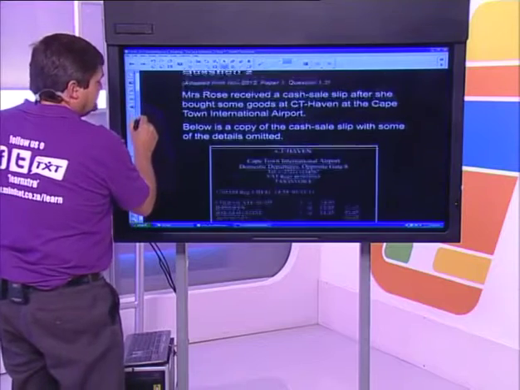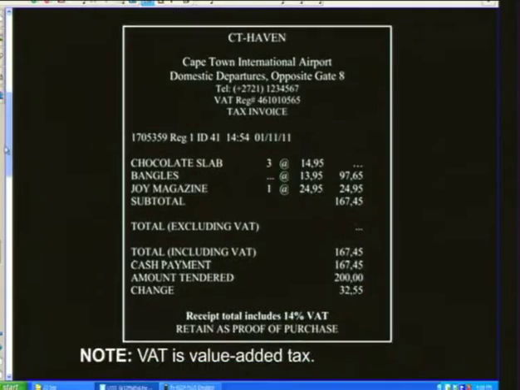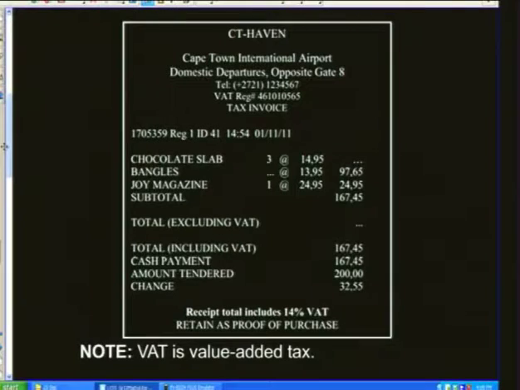Here we go. Now, Mrs. Rose received a cash sales slip after she bought some goods at CT Haven at the Cape Town International Airport. Below is a copy of the cash sales slip with some of the details omitted. What does omitted mean, people? It means some of the details have been removed from the cash slip. So let's have a look at it there. There's the cash slip, CT Haven. You know it's Cape Town International Airport. It's at the domestic departures, opposite gate number 8. It gives you a telephone number, a VAT registration number, and a tax invoice number.